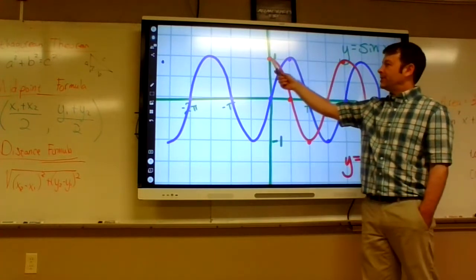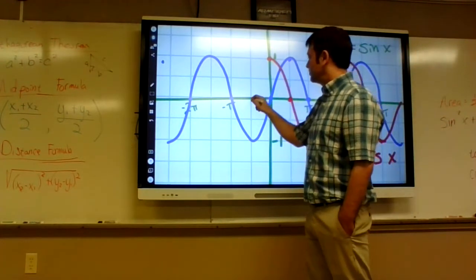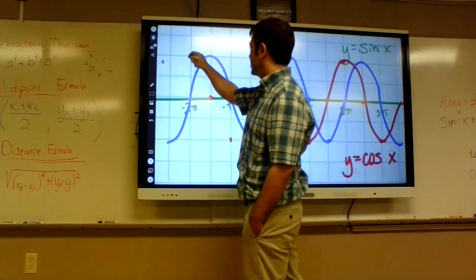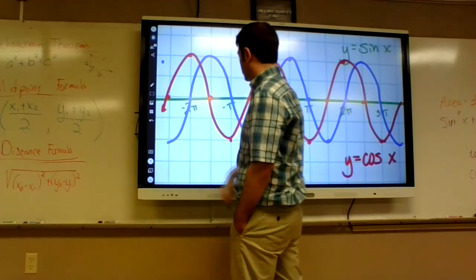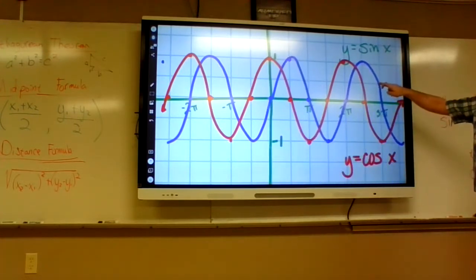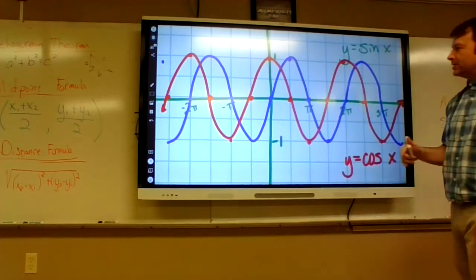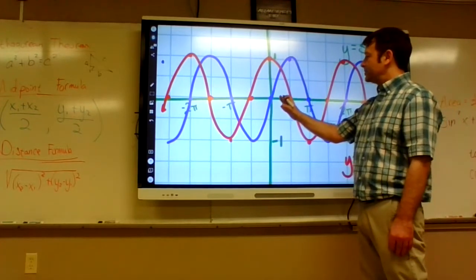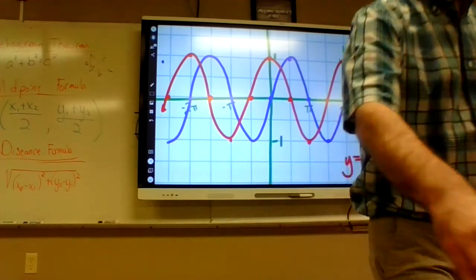It starts at the top at 0 instead of at the middle. So if I go backwards, top, middle, bottom, middle, top, middle. And it goes forever like that. Is that confusing? It would be better if I took it away. Anyway, so they look very similar. They have a very similar pattern. One way to think of it is the sine function, everything is happening like 90 degrees later in the cosine function.